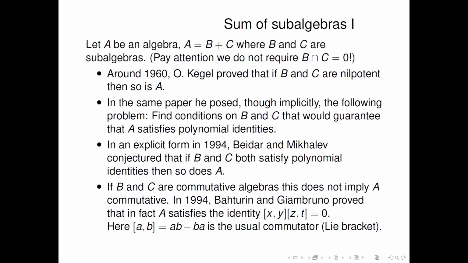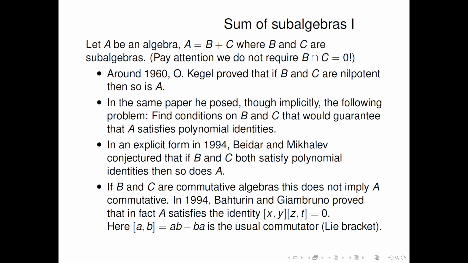And now let us go to the main topics of the talk. I have an algebra A, which is a sum of two subalgebras. No need to consider a direct sum, only a sum of two subalgebras. So, around 1960, Kegel proved that if B and C here are nilpotent as associative algebras, then so is A.